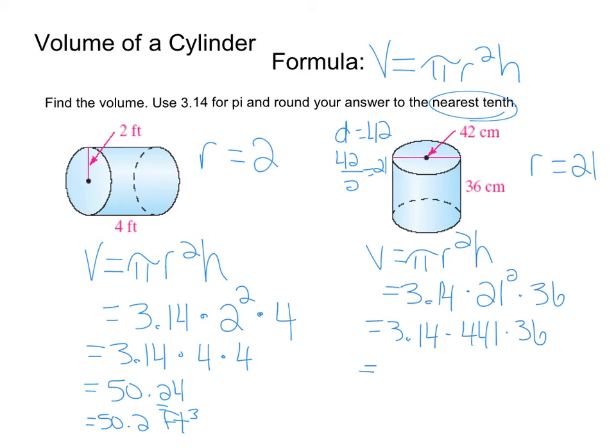This is a big old cylinder. Did I do that right? Let me try that again. 3.14 times 441 times 36. It is 49,850.64. So if I round to the nearest tenths, I'm going to get 49,850.6 centimeters cubed. Okay? So, cubic units for volume, round to the nearest tenth.